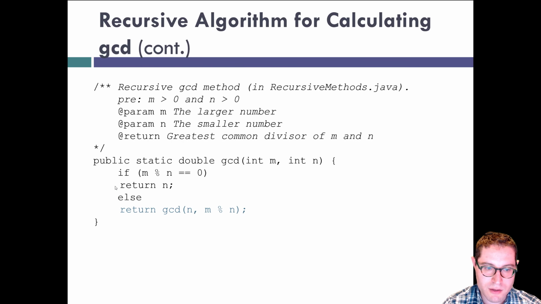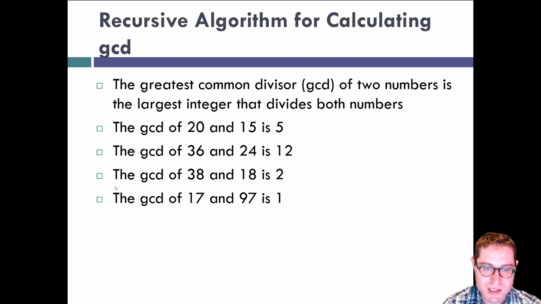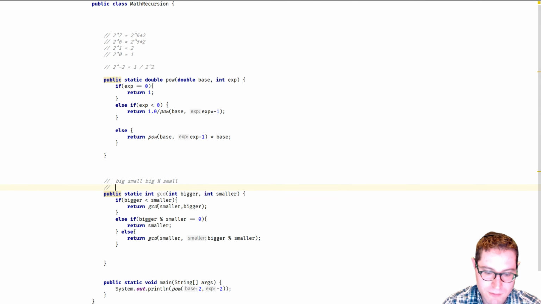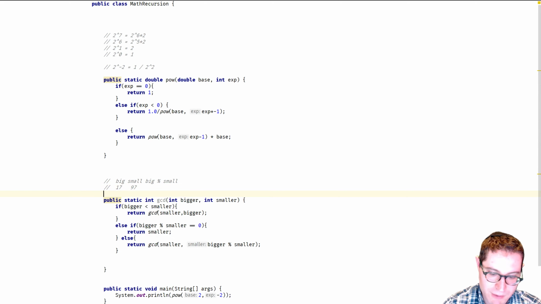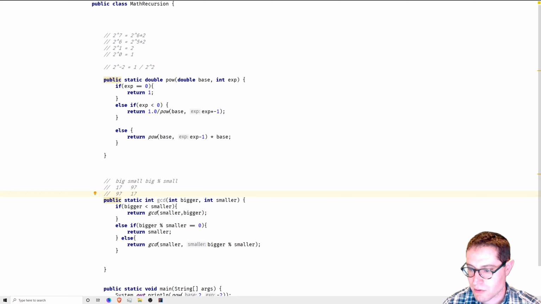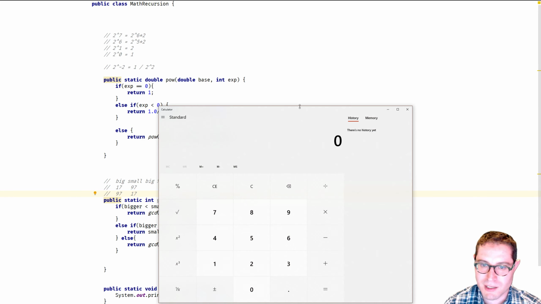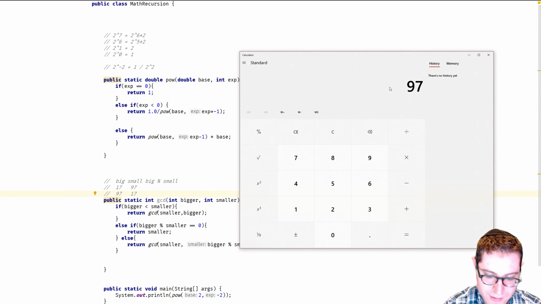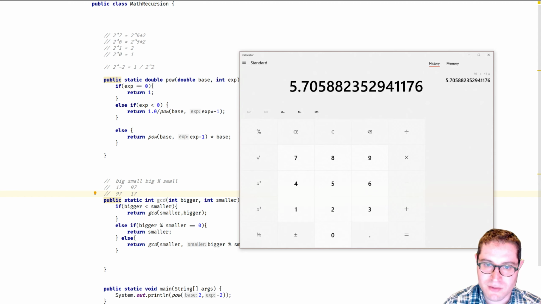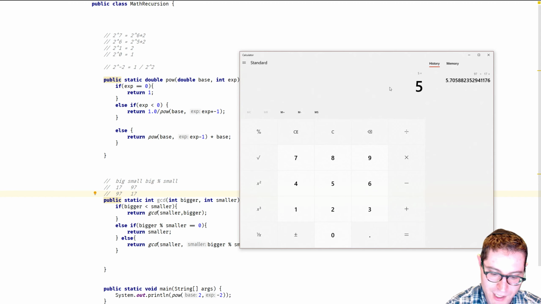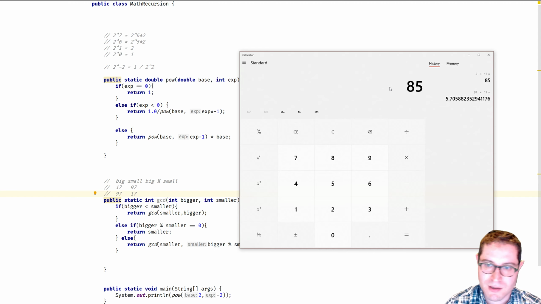Okay, so what was another one we had over here? 17 and 97. We had 17 as big and 97 as small, which means that we actually flipped that around according to our algorithm, 97 and 17, so that we actually have something to work with. Let's go ahead and bring up a calculator here because I'm not going to do that in my head. 97 divided by 17 gives us 5.7. So what is 5 times 17? That gives us 85.